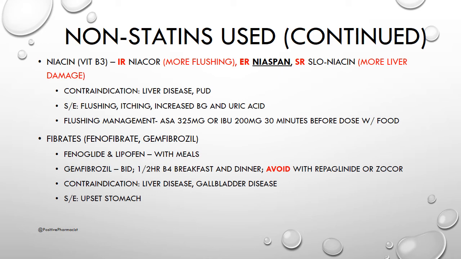So flushing can be managed with either aspirin or ibuprofen. Most commonly, people recommend aspirin, but either one of those can work, taken at least 30 minutes before that niacin dose. We're also looking at the fibrates, so mostly fenofibrates and gemfibrozil, also called Lopid.